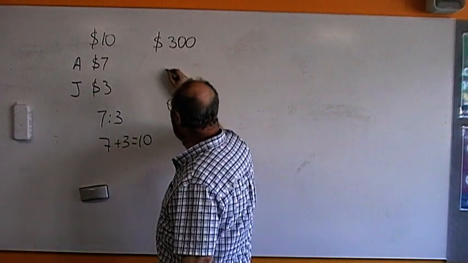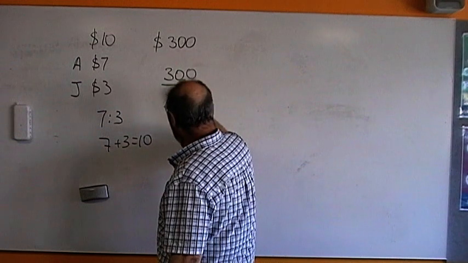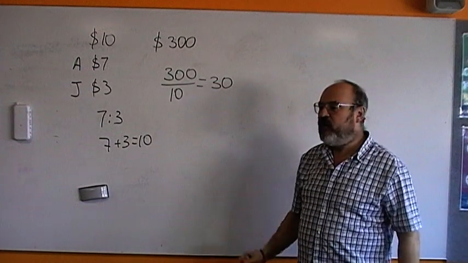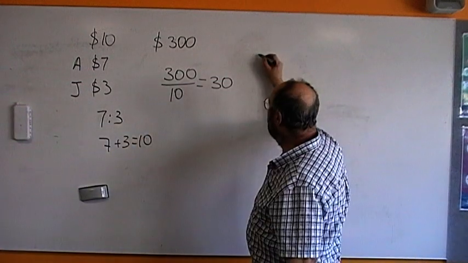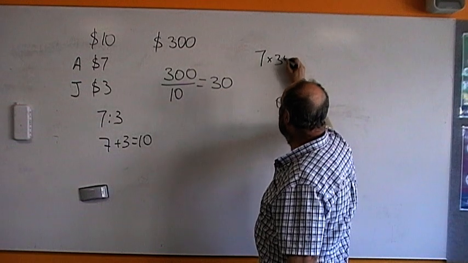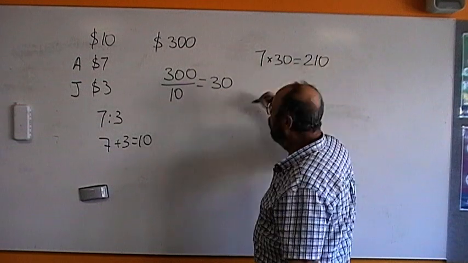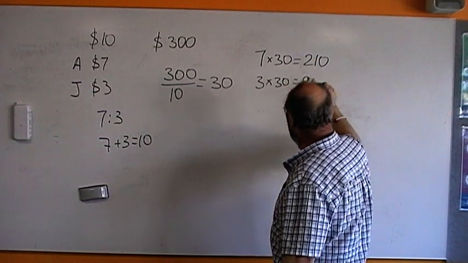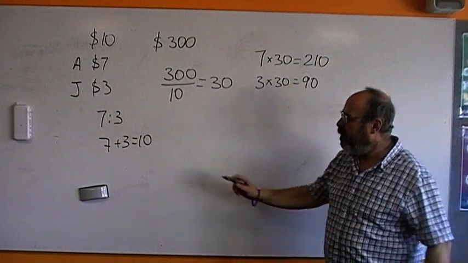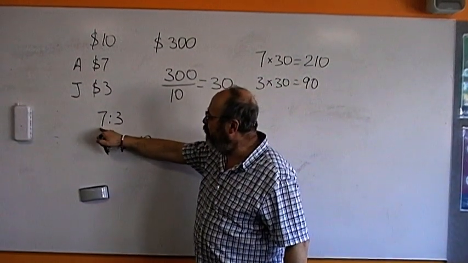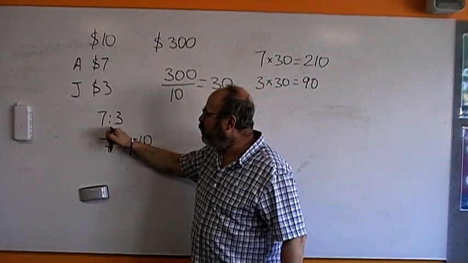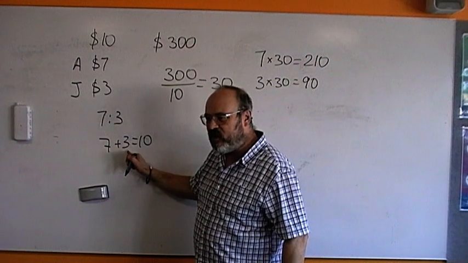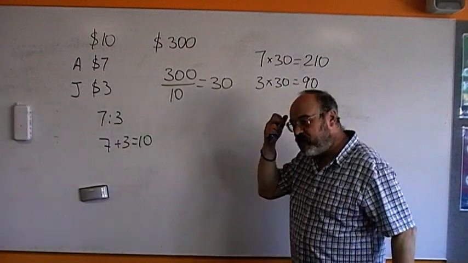So we divide 300 by the number of parts, 10, which will be equal to 30. And then we multiply: Ashton got 7 parts, 7 times 30 is 210, and Jesse got 3 parts, 3 times 30 is 90. So why is it divided by 10? We have the ratio 7 to 3, and the total number of parts is 7 plus 3 equals 10.